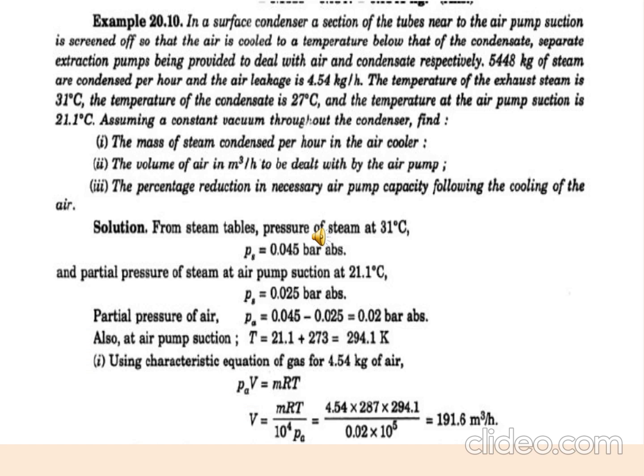If we will find out the mass of the steam, then mass of the steam MS equals VA divided by VG. VA value is given 1.5 and VG value is 36.69 we got. So it will be 0.0408 kg. VG value we got from our steam table for 28 degree.